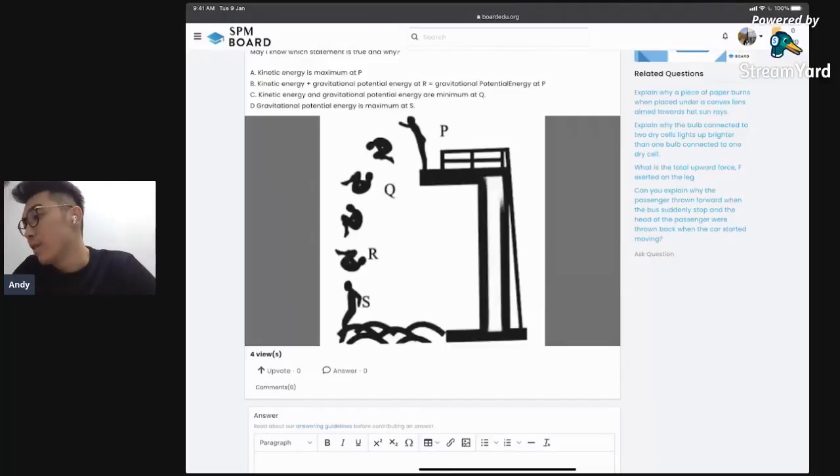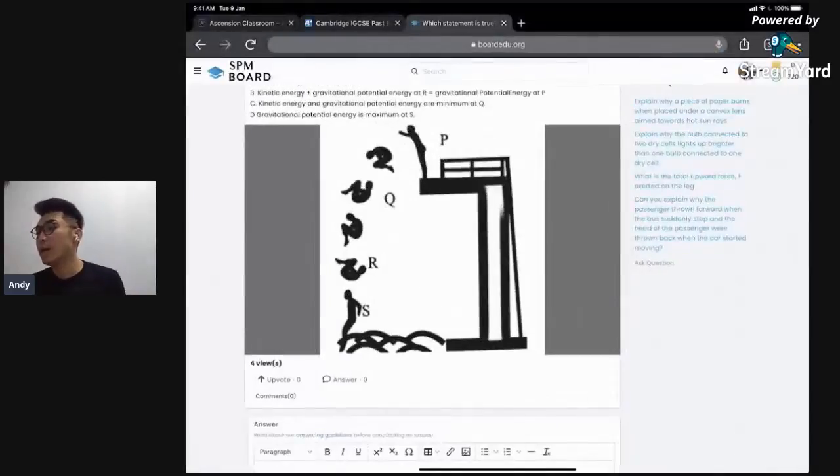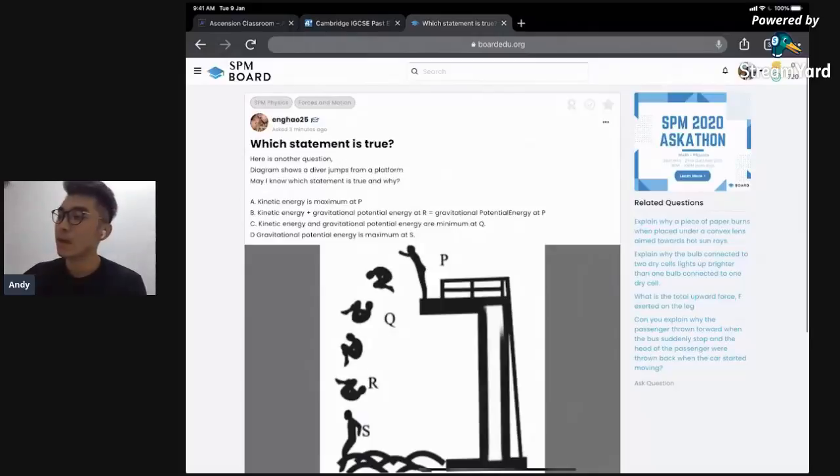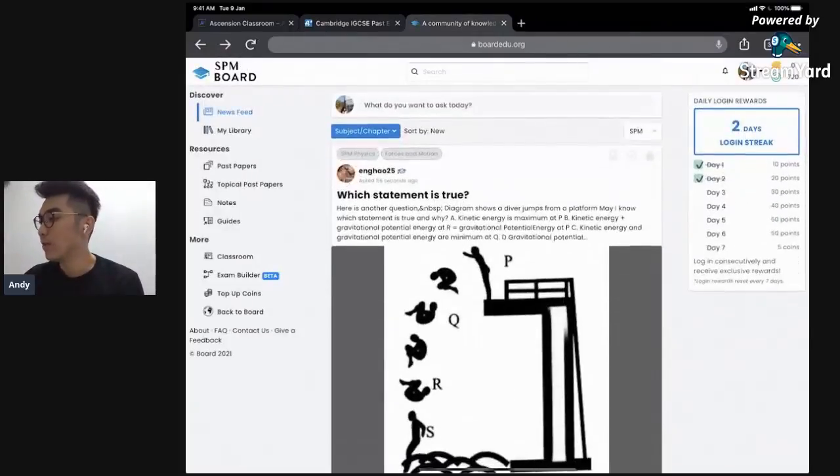And if you look at D, gravitational potential energy is maximum at S. I don't think so. That's like the least height. So yeah, from here we eliminate, we have selected, and we have a conclusion. B is the answer. Okay, so B is the answer. So I believe that would be for the question.